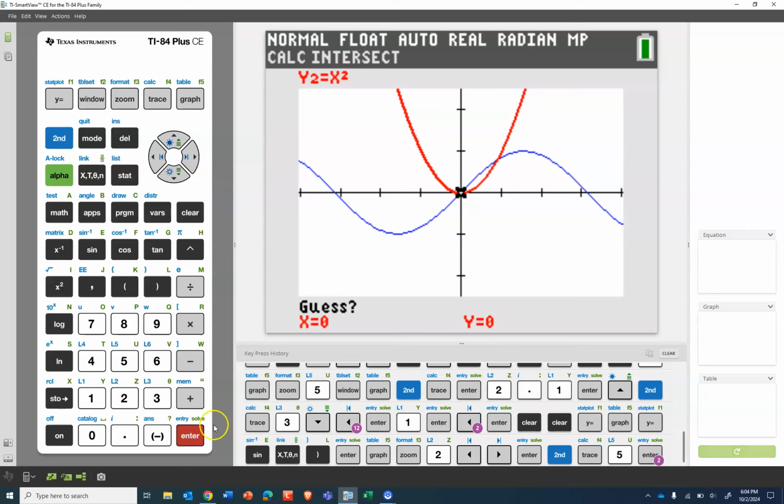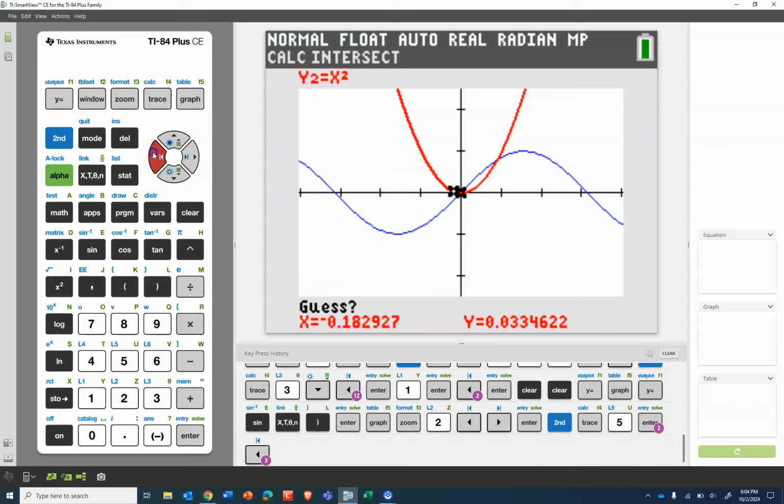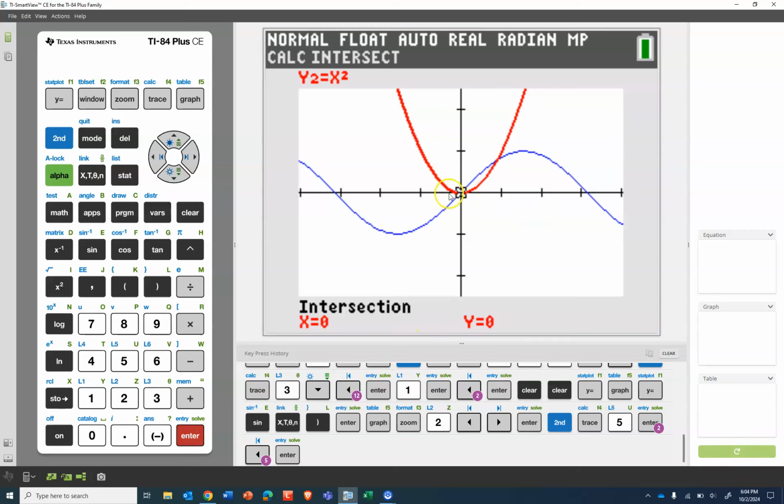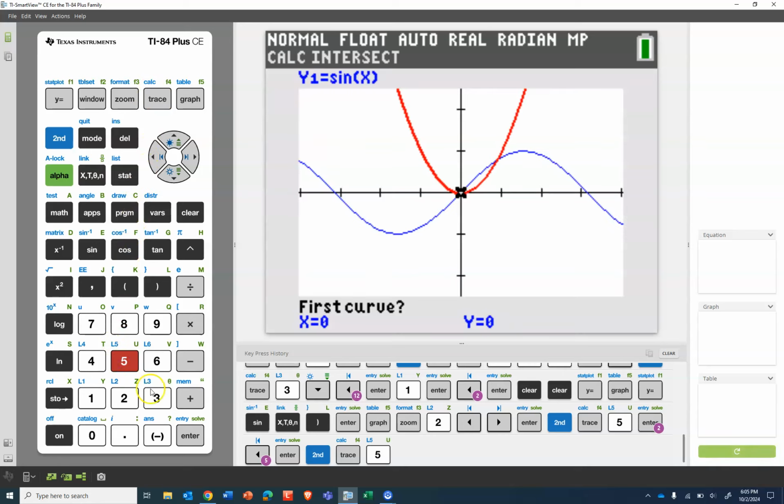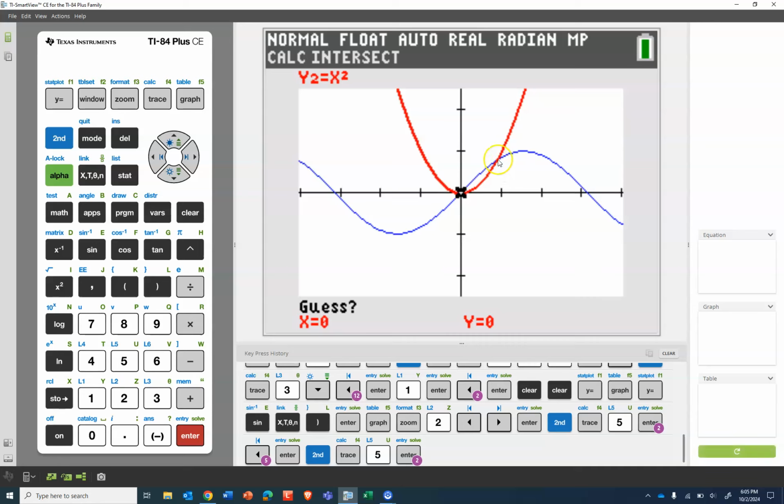And it asks us for a guess. The reason it asks for a guess is that sometimes functions intersect more than once. So if I choose something like you saw me do over here, it'll give me 0, 0. So we'll do that again. Second calculations. I want intersections of first curve, second curve. There are only 2, so I can just go enter, enter. And it says guess. So it looks like this one is over.